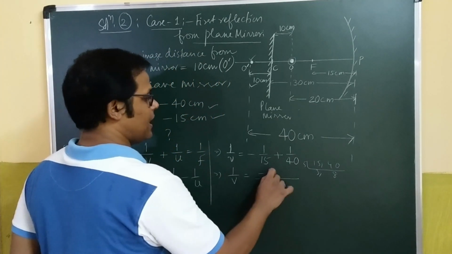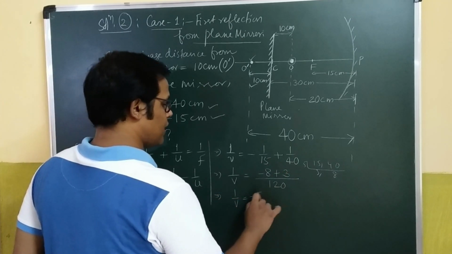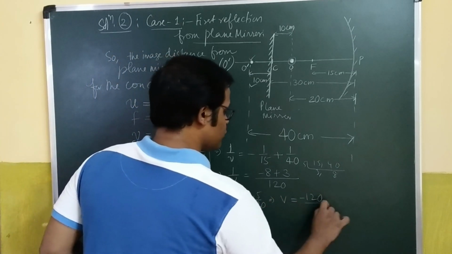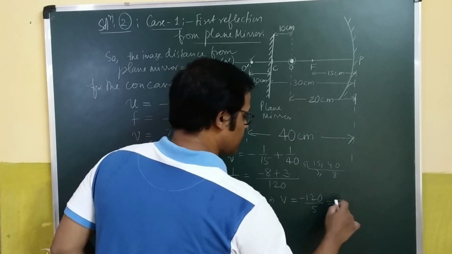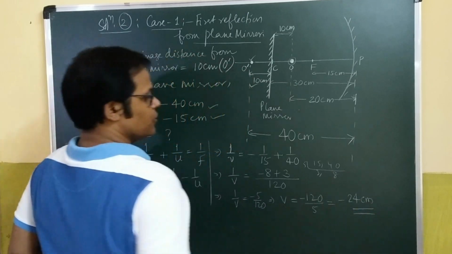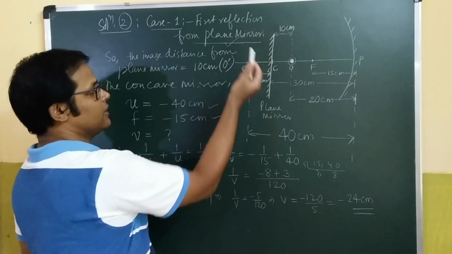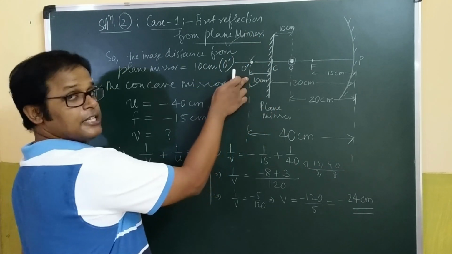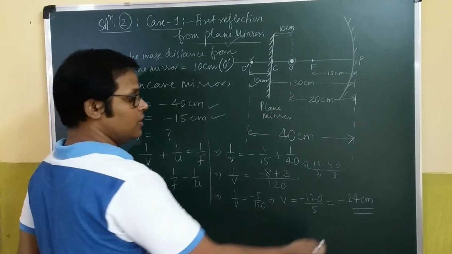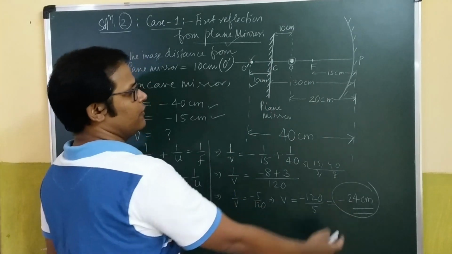So you'll get minus 8 plus 3, that equals 1 by V equals minus 5 by 120, which gives me the image distance to be minus 120 by 5, that is minus 24 (5 2s are 10 and 5 4s are 20). So after the first two reflections, the first reflection from the plane mirror in case 1, the image distance is 10 centimeters away inside, and after the second reflection from the concave mirror, the final image is going to form to the left side of the pole at a distance of 24 centimeters.